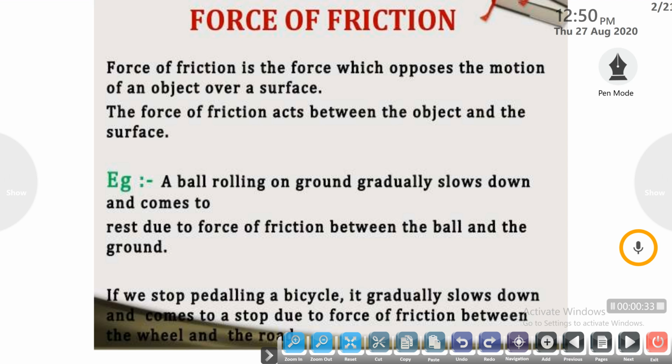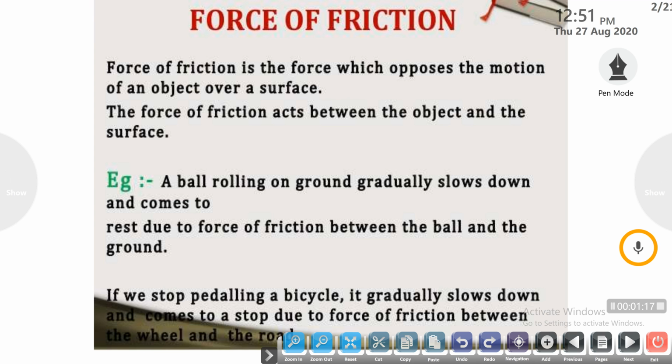First of all, what is friction, or what is the force of friction? Friction is basically a physical force which opposes the motion of an object over a surface. The force of friction always acts between the object and the surface. For example, take a ball rolling on the ground. The ball gradually slows down and comes to rest because the surface opposes the motion of the rolling ball, and ultimately the ball comes to rest due to the force of friction acting between the ball and the ground.